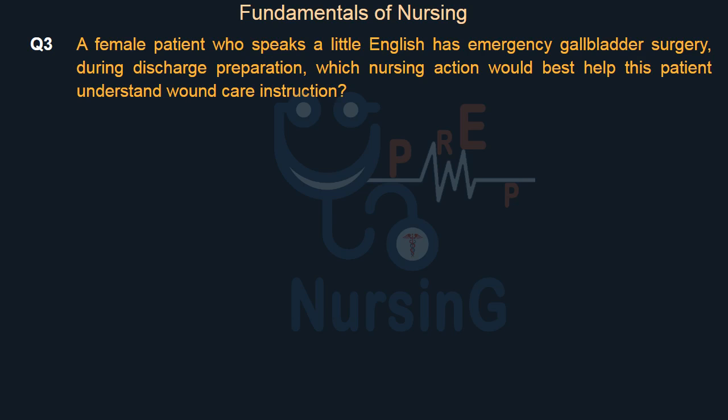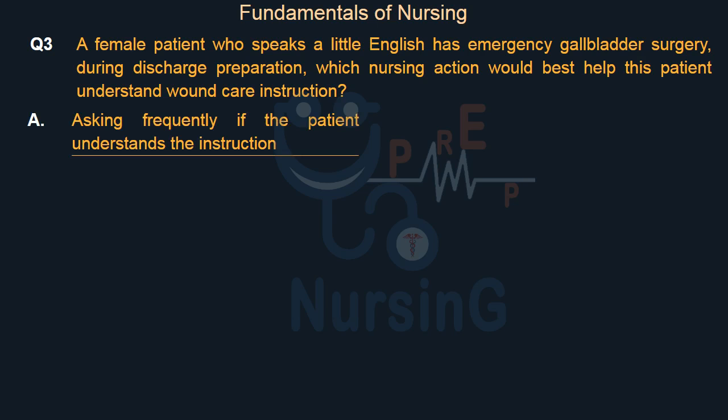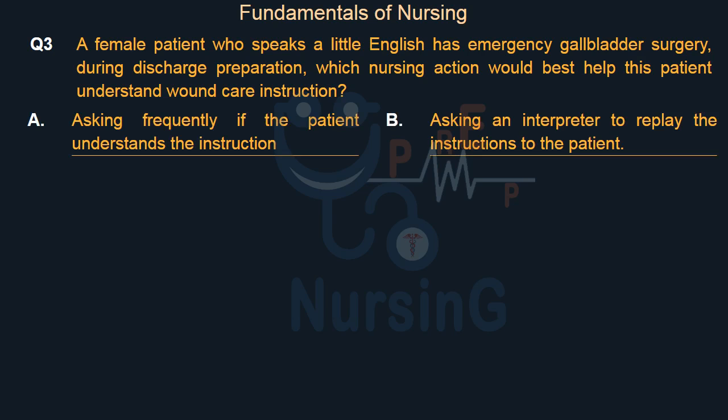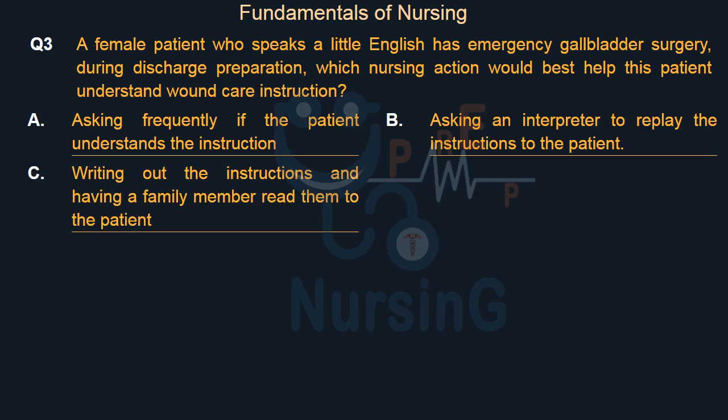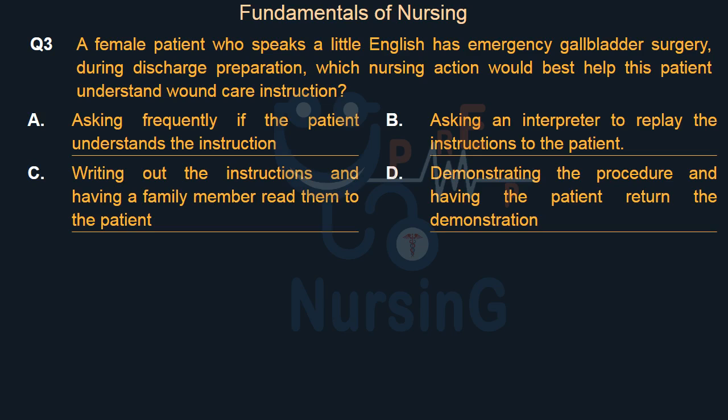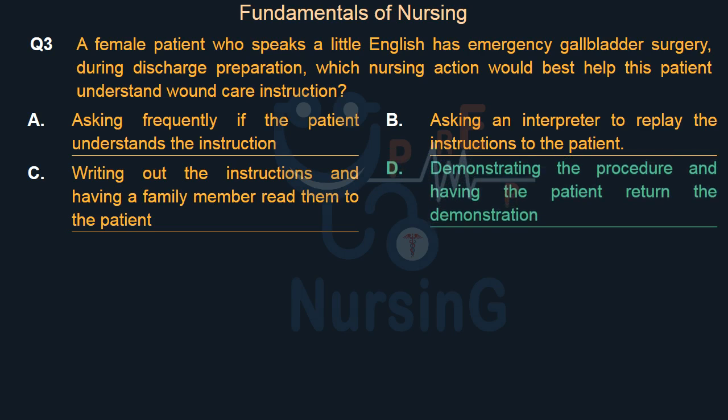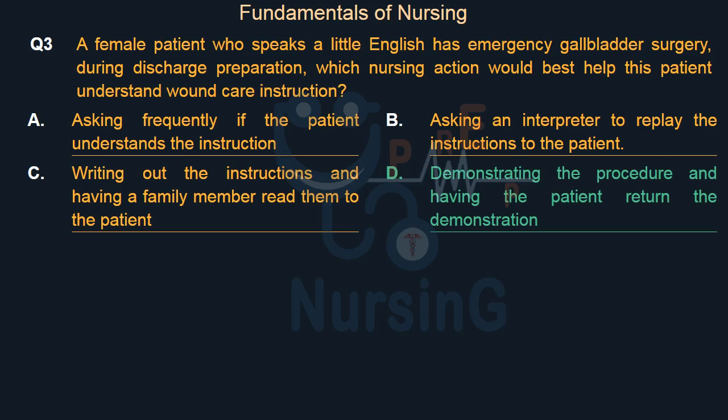A female patient who speaks a little English has emergency gallbladder surgery. During discharge preparation, which nursing action would best help this patient understand wound care instruction? Option A, asking frequently if the patient understands the instruction. Option B, asking an interpreter to replay the instructions to the patient. Option C, writing out the instructions and having a family member read them to the patient. Option D, demonstrating the procedure and having the patient return the demonstration. Right answer is Option D, demonstrating the procedure and having the patient return the demonstration.